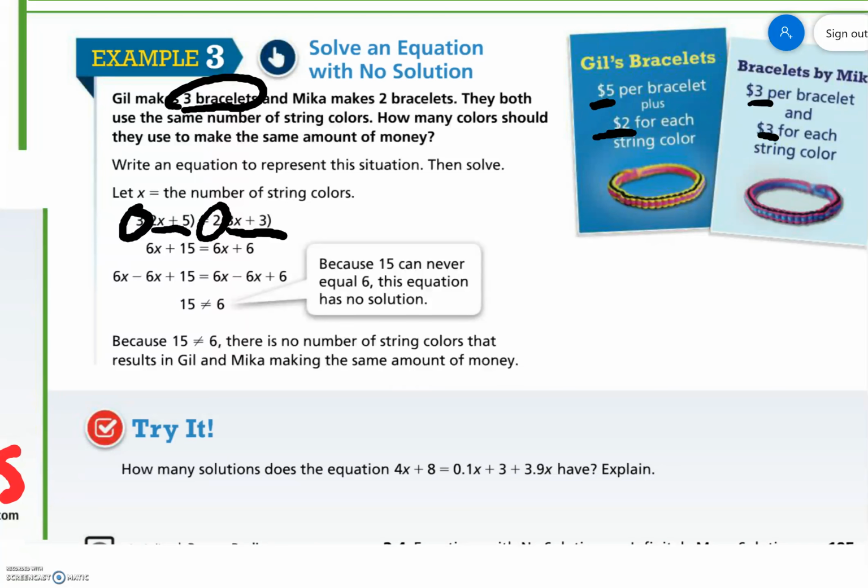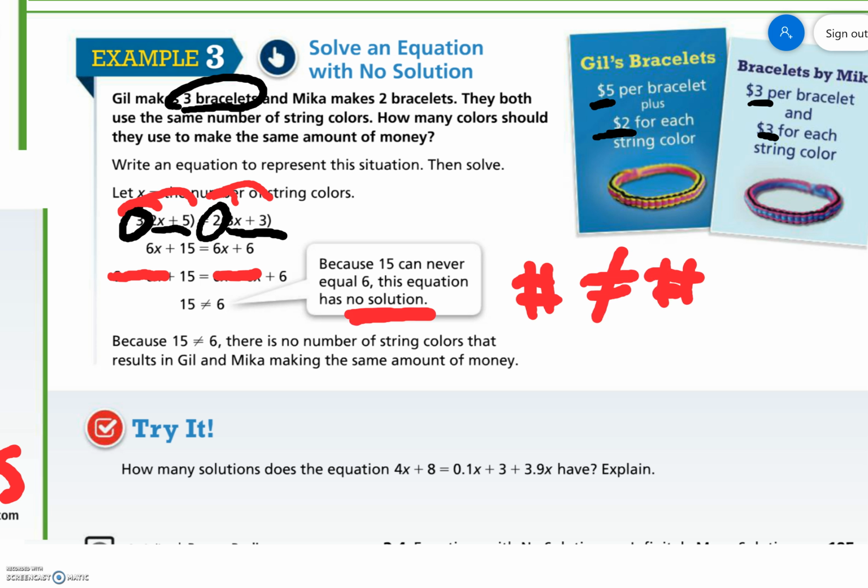So we're going to distribute. 3 times 2x is 6x. 3 times 5 is 15. Distribute the 2. It gives me 6x plus 6. So now solving for x, I'm going to subtract 6x from both sides. They cancel out on both sides, and we get 15 equals 6. But 15 does not equal 6. So if you ever have a number that does not equal the same number, there is no solution.